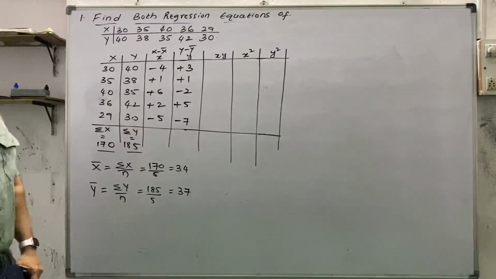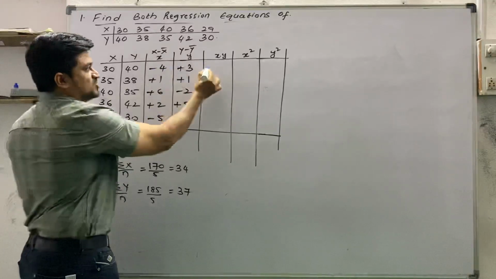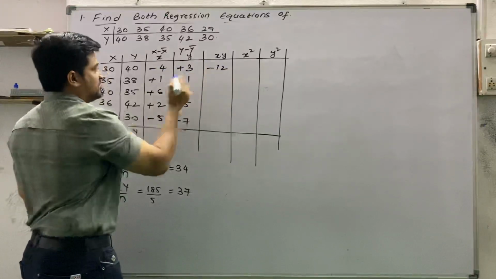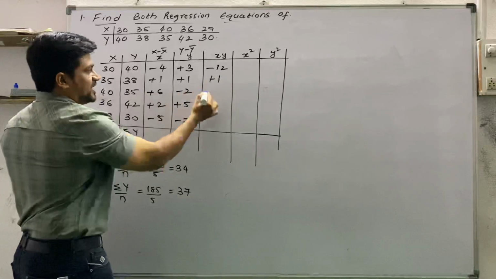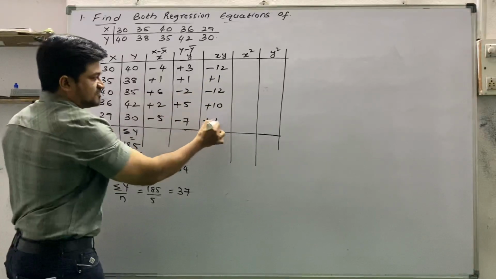Now we have to multiply them. X into y. It shows that we have to multiply these two. Plus into minus is minus, 4 times 3 is 12. Then 1, minus 12. Then 10, plus 35.